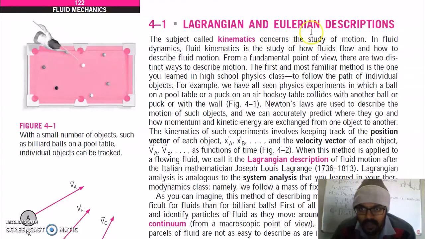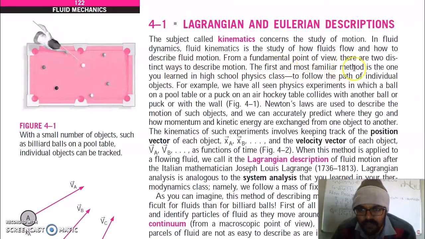Lagrangian and Eulerian descriptions. With a small number of objects such as billiard balls on a pool table, individual objects can be tracked. The subject called kinematics concerns the study of motion. In fluid dynamics, fluid kinematics is the study of how fluids flow and how to describe fluid motion. From a fundamental point of view, there are two distinct ways to describe motion.